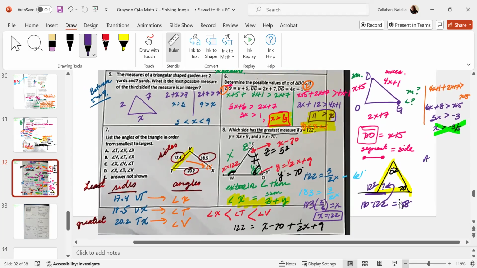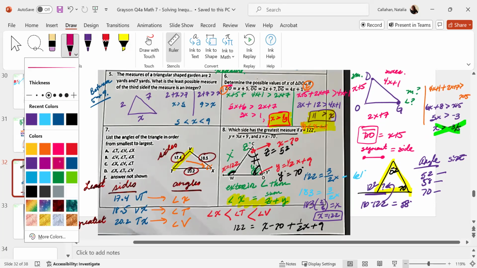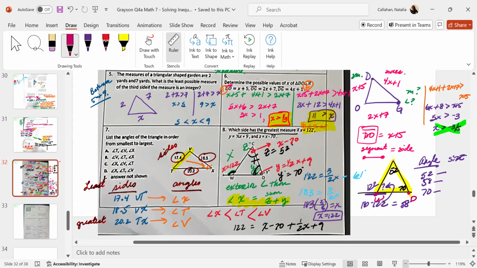Let's order the angles from smallest to biggest, right? Angle is 52. That's the smallest. 58. That's a medium. 70, correct? What side is opposite of 52? W, O, and then C, correct? What side is opposite 52? What side is opposite of 58?